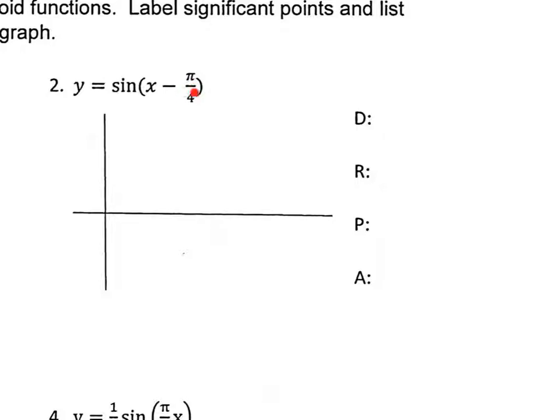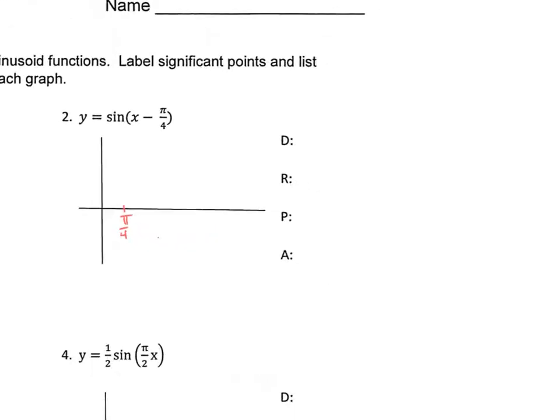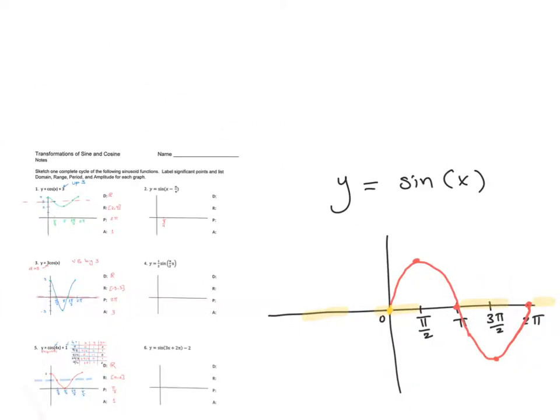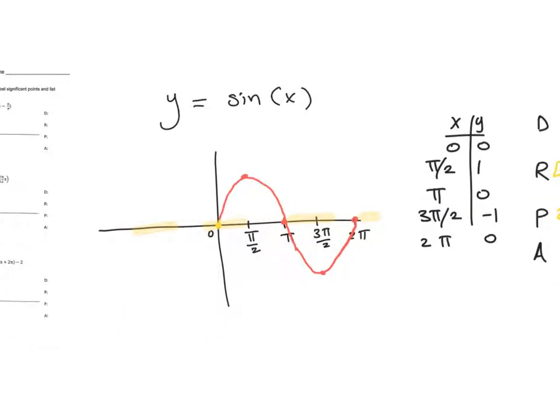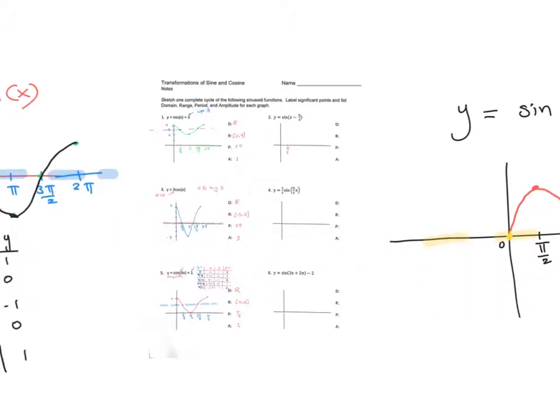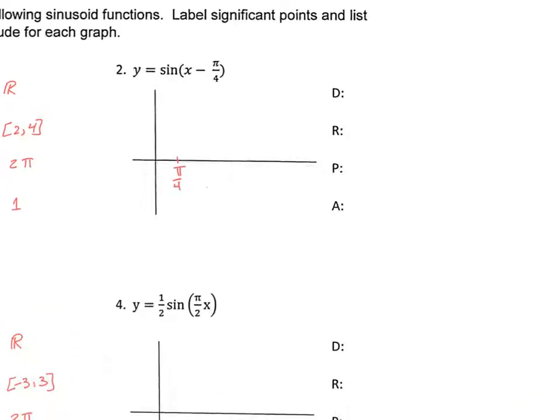Now, if I look at number 2, I can tell that my graph is going to be shifted to the right pi over 4. So instead of being 0, now it is pi over 4. Remember, the x values were 0, pi over 2, pi, 3 pi over 2, and 2 pi. All of those are shifted to the right by pi over 4. So now instead of starting at 0, I'm starting at pi over 4.